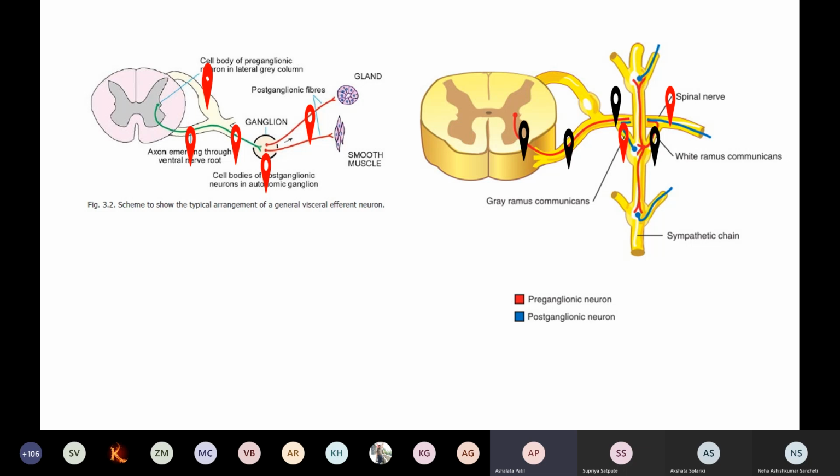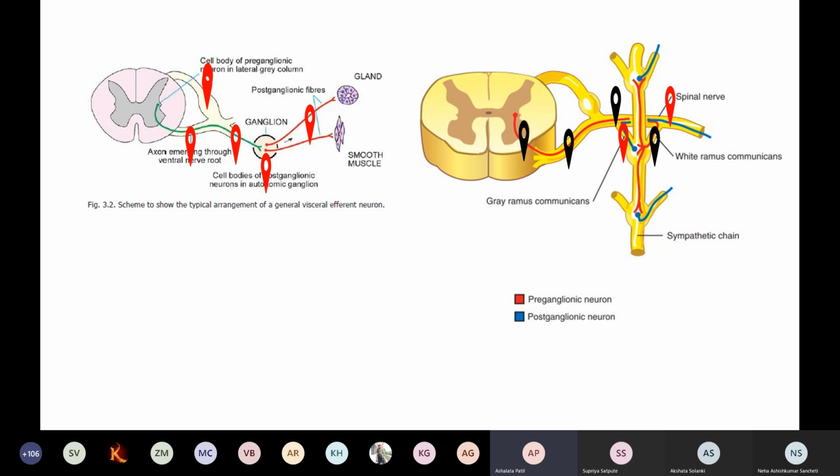So these preganglionic sympathetic fibers are running through this ventral root. Then they enter this ventral ramus, and from there they leave the spinal nerve and relay into this ganglion, that is either the sympathetic ganglion or parasympathetic ganglion. So these fibers, starting from the spinal cord up to this autonomic ganglion, are called preganglionic fibers.